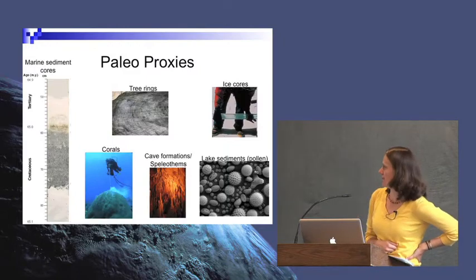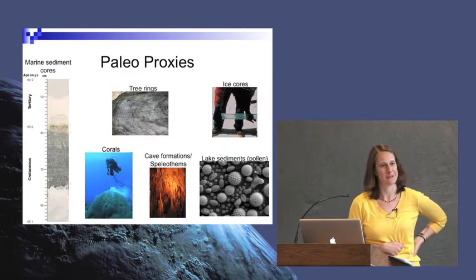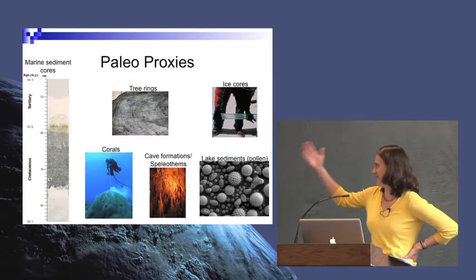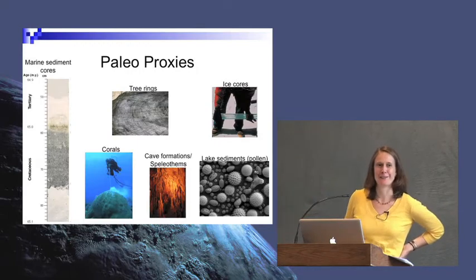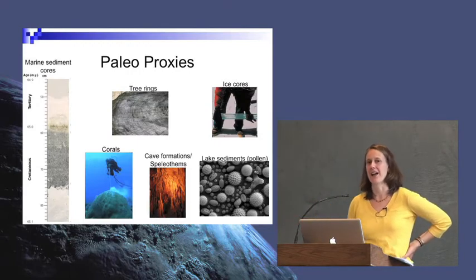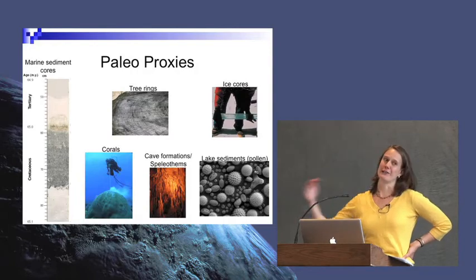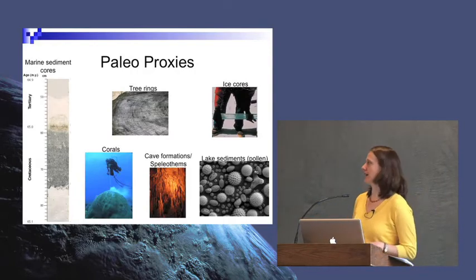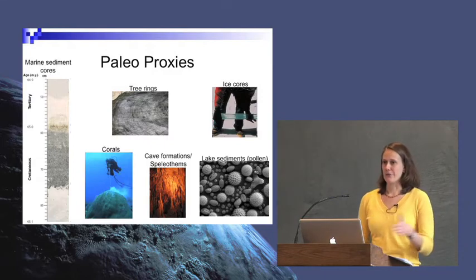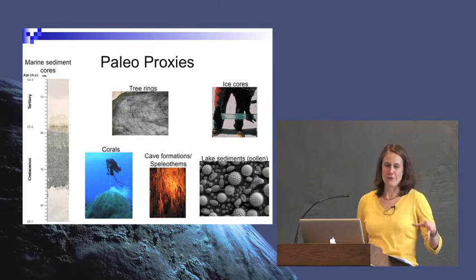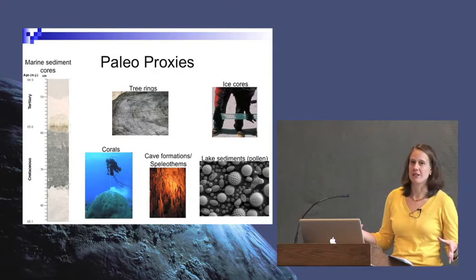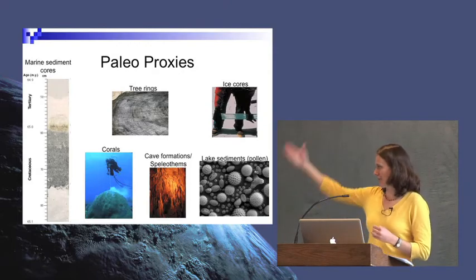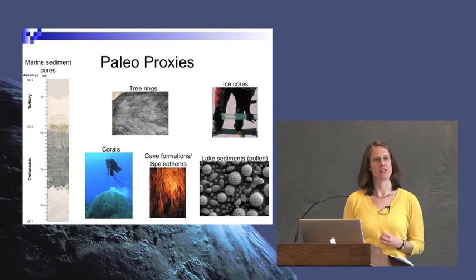And then these are just some fancy photos of the different types of proxies. I'll do my NOAA plug at the NOAA Paleoclimate website. We have all kinds of records of these various types of proxies that you can go back and look at, ranging from corals, which are very high resolution but only a couple hundred years, to the sediment cores that go back 65 million years.